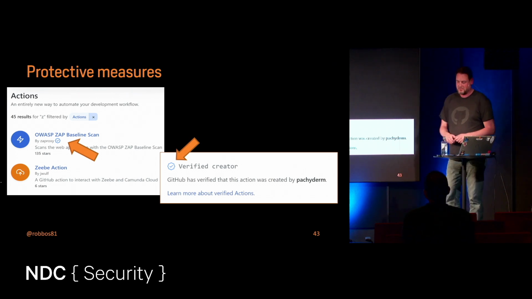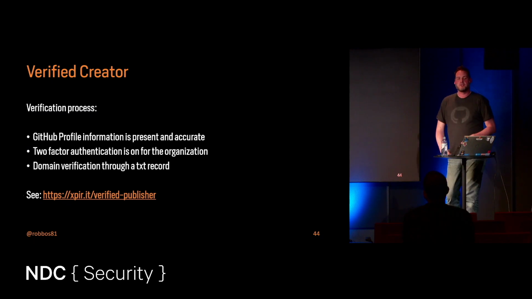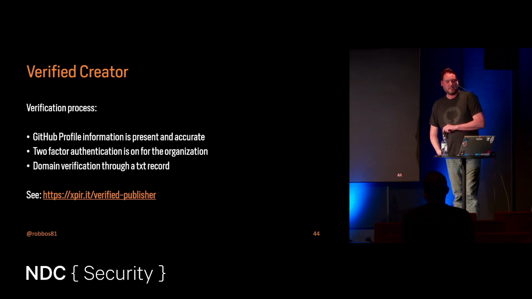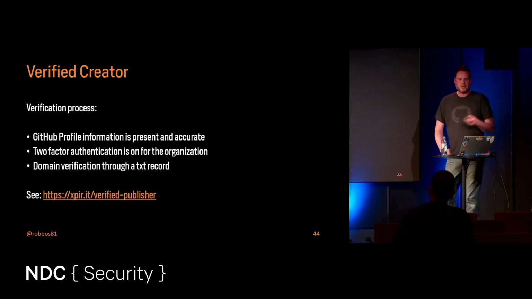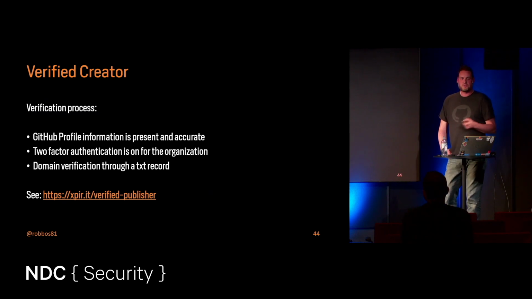Eventually, after I think it was a year and a half, they published a page on how to become a verified creator on the marketplace. You need to have your GitHub profile present and accurate. That means you have an email address and that has been verified. The organization that publishes the repository needs to have two-factor authentication. So all of a sudden it cannot be a personal repository anymore. You need to create an organization. And that has two-factor authentication enabled for the organization. So anybody who's contributing in that repo needs to have two-factor authentication.